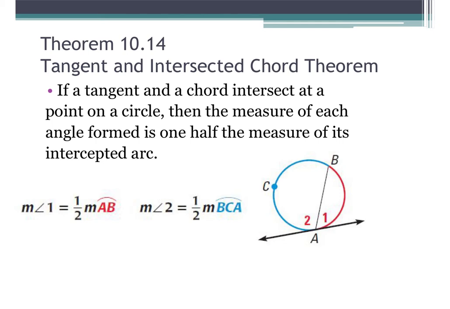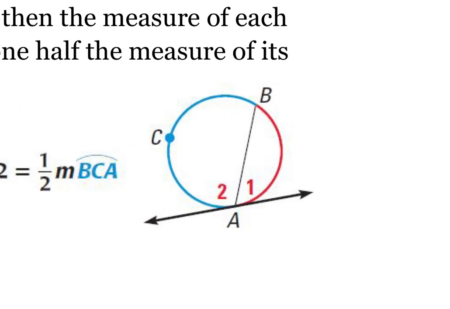So both the chord and the tangent meet up at point A, right? The angles that they create will also create 2 separate arcs, right? So there's the blue arc and there's the red arc, okay? The red arc is going to be 2 times whatever the angle of A is, or angle 1, okay? The blue arc is going to be whatever angle 2 is times 2. Very similar to the inscribed angle theorem, okay? So let's just do an example.